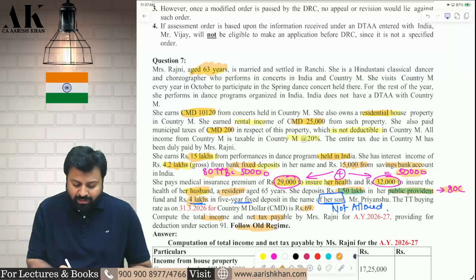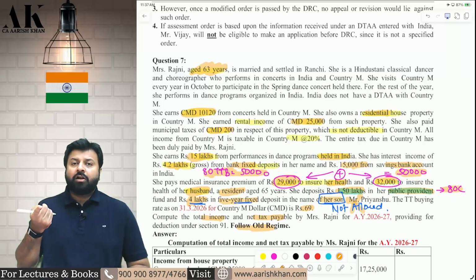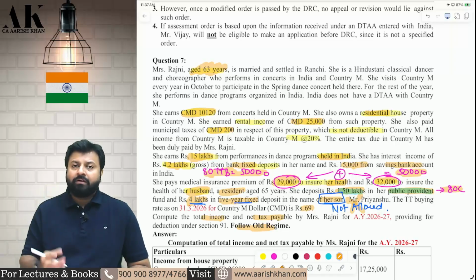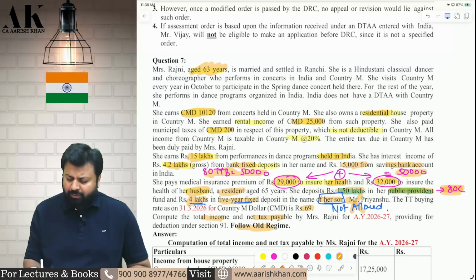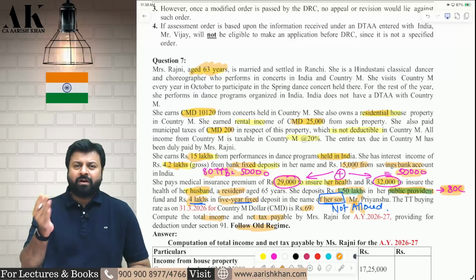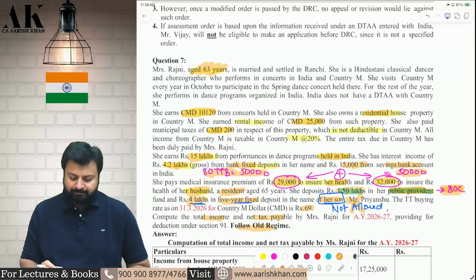Then she has invested 4 lakh rupees in a 5-year fixed deposit in the name of her son, not allowed. In the name of self, it is allowed. A 5-year fixed deposit in the name of self is allowed under 80C. In the name of son, not allowed. Anyways, the 80C limit is already exhausted by what? PPF, so it doesn't make sense. Even if it is allowed, you cannot claim because already 1.5 lakhs is exhausted in PPF.